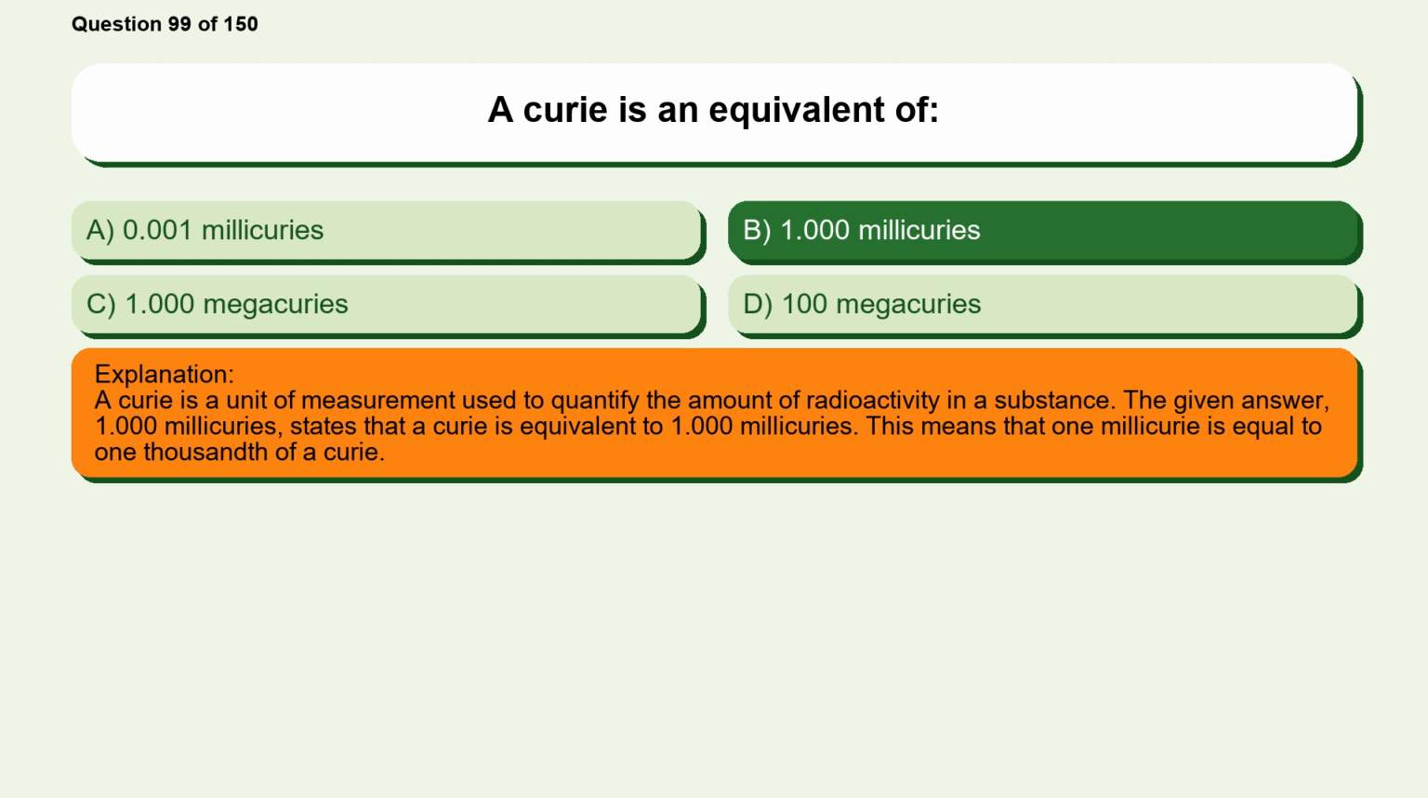A curie is a unit of measurement used to quantify the amount of radioactivity in a substance. The given answer, 1.000 millicuries, states that a curie is equivalent to 1.000 millicuries.